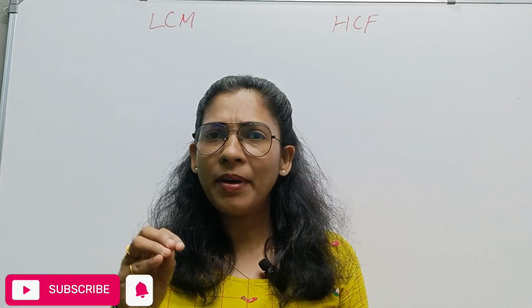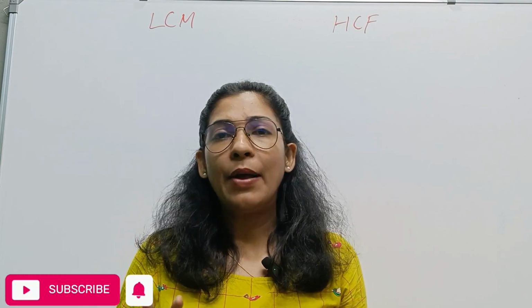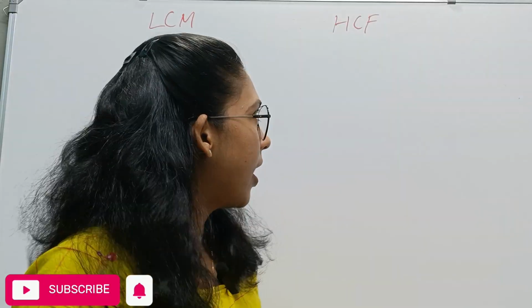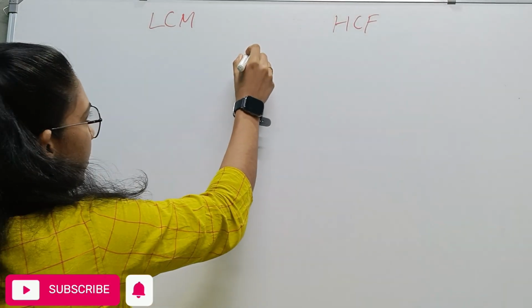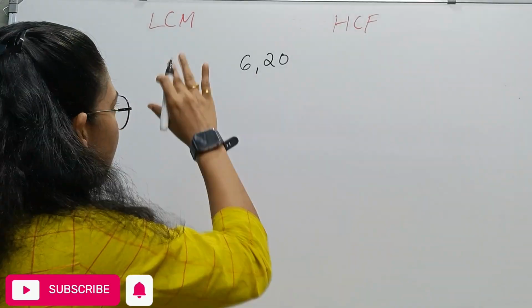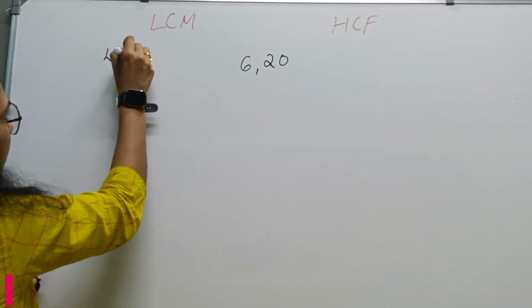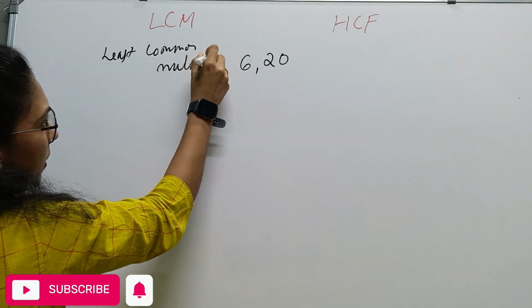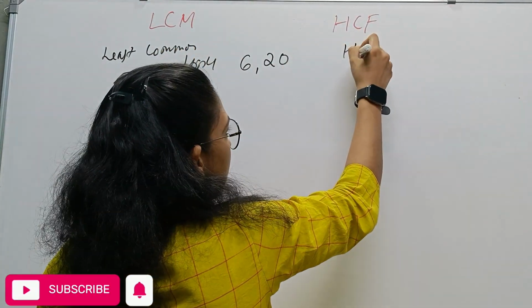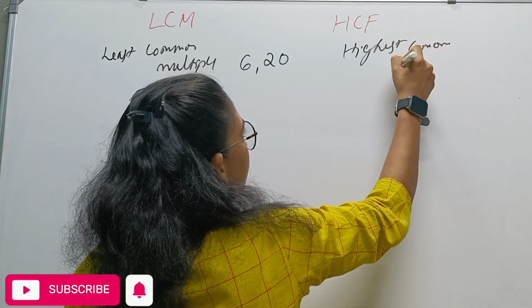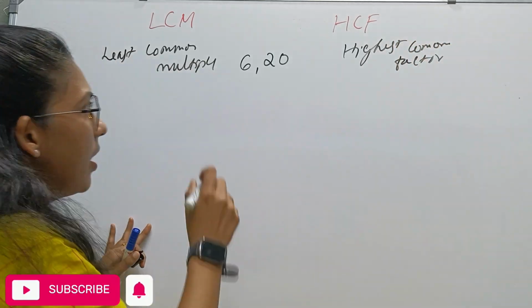Now, the next topic is LCM and HCF. By using the factorization method, we have to find out the LCM and HCF of two numbers. So let's start. Given 6 and 20, we have to find the LCM and HCF. What is LCM? LCM is least common multiple. And what is HCF? It is highest common factor.